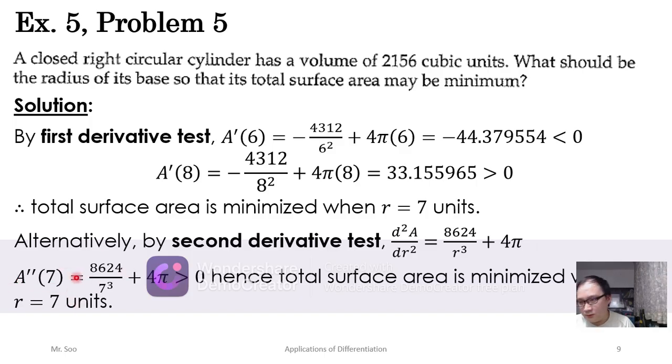Then the second derivative test is very easy to use. You just directly sub in the stationary point, r equals 7, into the d2A over dr squared. You realize that this is a positive value, or you just plug in your calculator: 8624 over 7 cubed plus 4 pi. Your calculator should give you a positive value. So when the second derivative is positive, it means the total surface area is minimized when r equals 7 units. Clear? So that is all for question 3 to question 5.